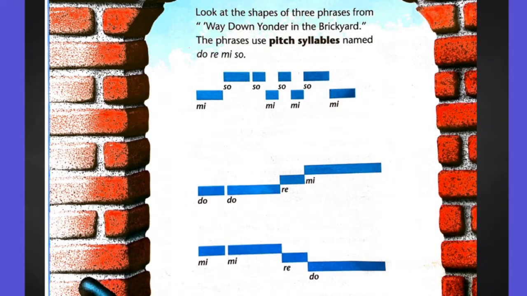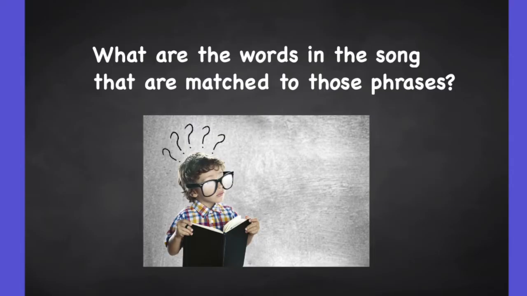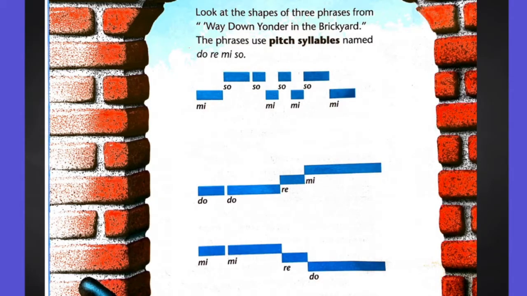So here we see three different phrases from the song Way Down Yonder in the Brickyard, and they all have pitch syllables: do, re, mi, and so. Now my question for you is this. What are the words in the song that are matched to those phrases? So if I go back, I'm pretty sure it'd be difficult to just guess right now, but if you can hear those pitch syllables sung, and you know the distance between those notes, you may recognize the phrases.